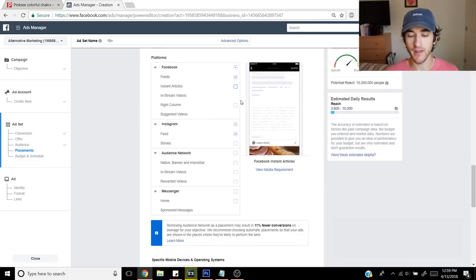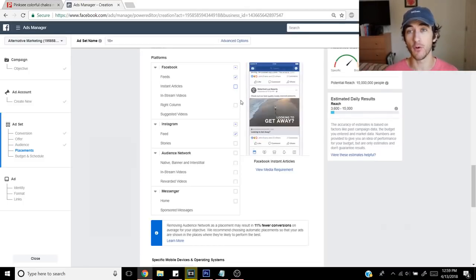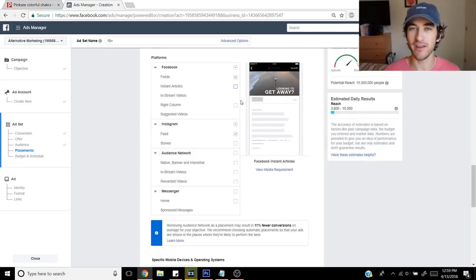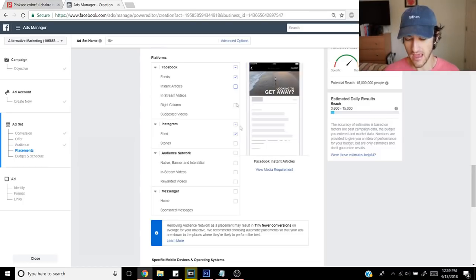When I do it, I always take out Instagram because once again, that does not convert for me. Only Facebook ad feeds convert for me. However, I wouldn't have known that if I didn't test. So I would definitely leave these two. These are the highest converting ones.